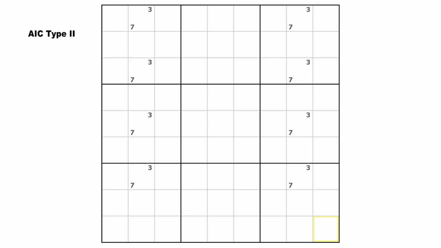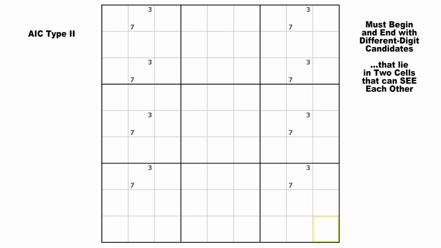Now remember, an AIC Type II will always begin and end with different digit candidates that lie in two cells that can see each other, i.e. the two cells must be in the same house, and so they can be in a row, a column, or a block. But for convenience sake, here in this diagram, we will be using the rows only, okay?